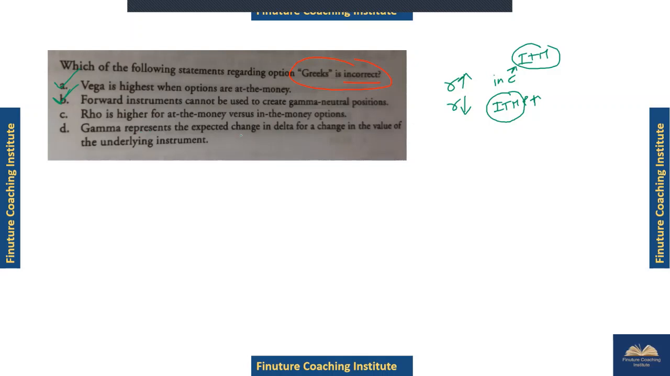And gamma represents the expected change in delta. Yes, because when we say gamma, it is a second order derivative of price with respect to change in the spot price. Or you can say it is the rate of change of delta with respect to change in spot price. So it says an expected change in delta for a change in value of the underlying instrument. So this equation is indicating option D, which is also correct.